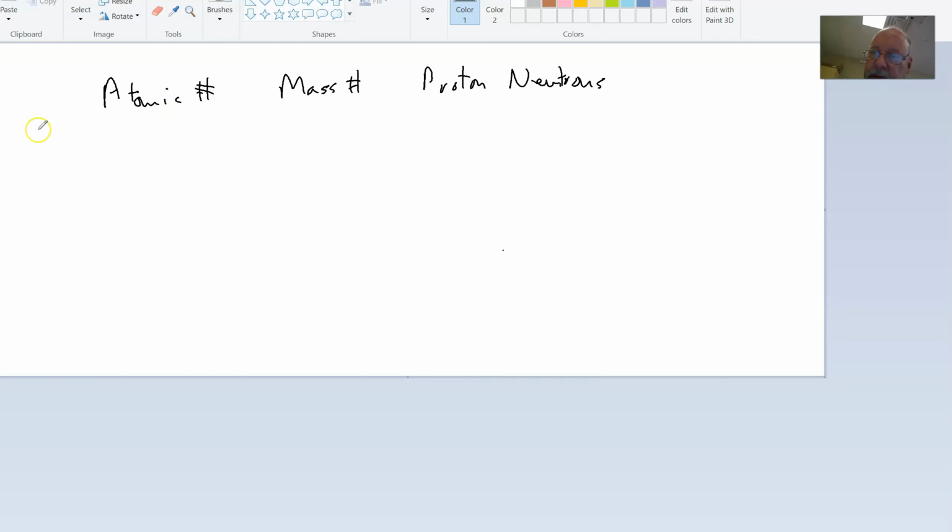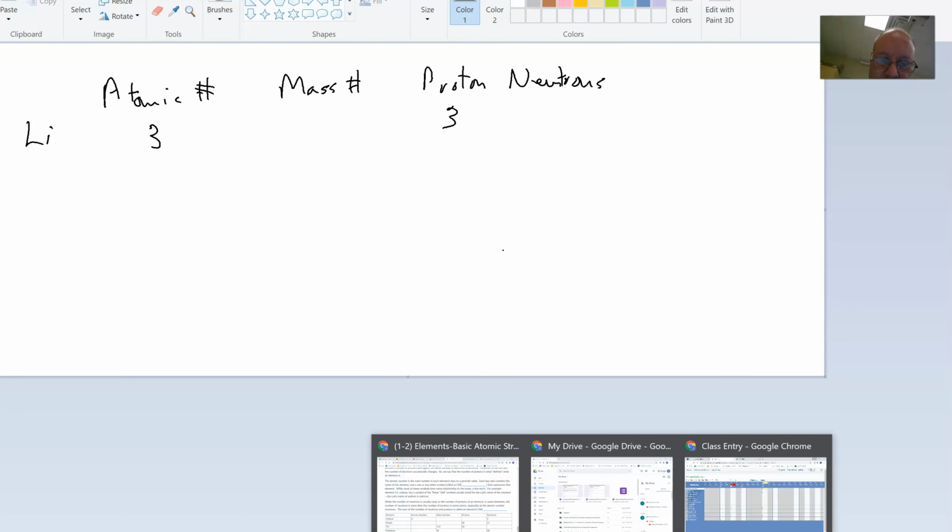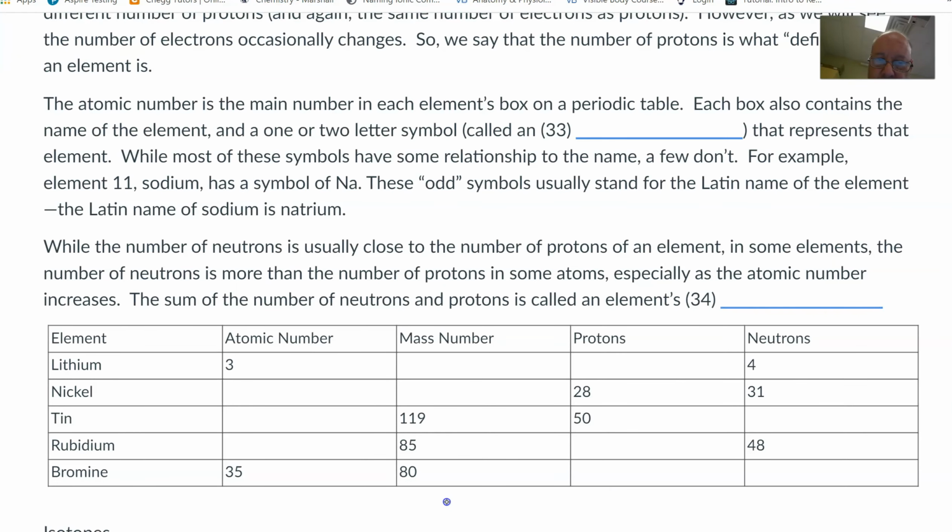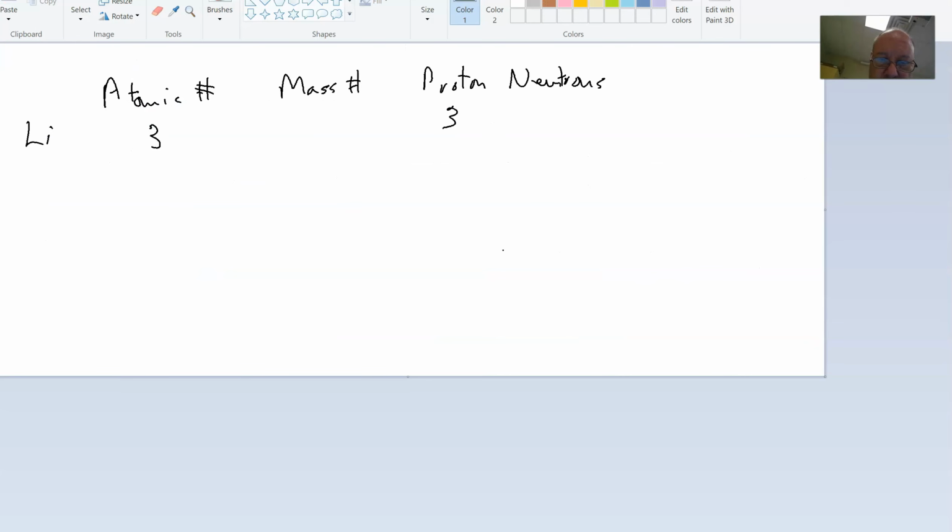Realize that if I have atomic number 3, and let's say I have lithium, that's atomic number 3, that means I have 3 protons. And then I say that I also have 4 neutrons. So 3 wasn't what we were supposed to put in, was it? So then I have 4 neutrons. Recognize that if I have atomic number 3, I have 3 protons, and then if I have 3 protons and 4 neutrons, that means I have a mass number of 7.